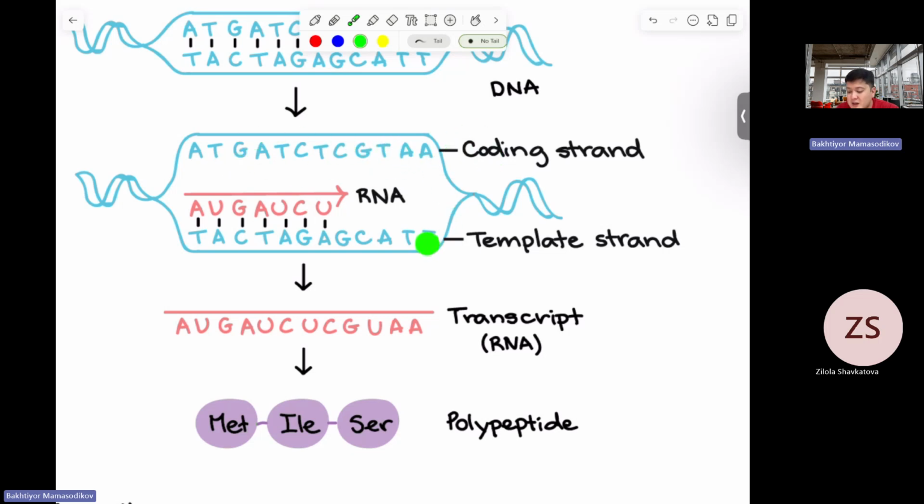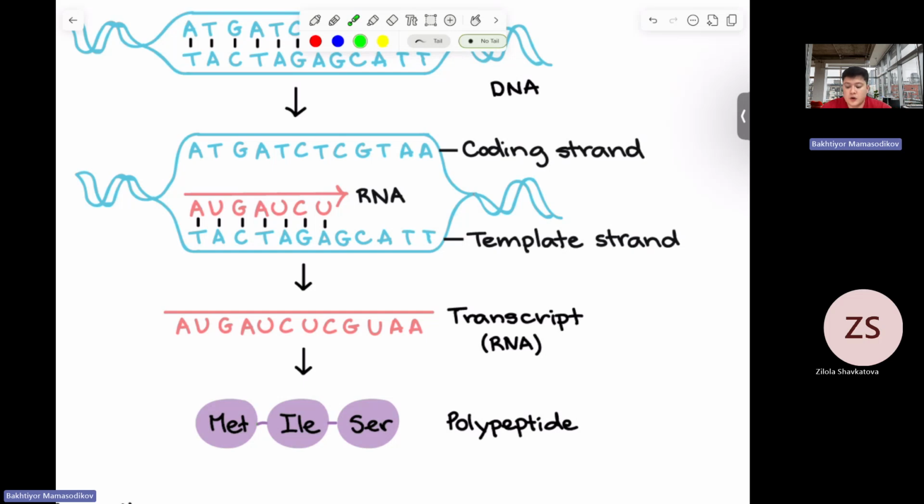We use instead the template strand and we synthesize this kind of messenger RNA, which looks like the coding strand. Okay, good. Any questions? So we are making the mirror image template strand. You are using the mirror image of the coding strand, which is the template strand, to get the right final image, to get the messenger RNA like a coding strand.